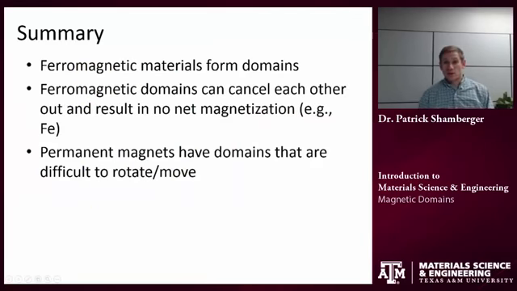Okay, so in summary, ferromagnetic materials tend to form domains. These are regions in which the atoms all have an aligned magnetic moment. These domains can cancel each other out and result in no net magnetization. So I think about iron nails, they don't really tend to interact with each other because there's no net magnetization from either of those iron nails, even though it's well below the ordering temperature. So I know the atoms are aligned on the atomic level. Finally, permanent magnets that have domains that are difficult to flip and rotate and move around, those are our hard permanent magnets.